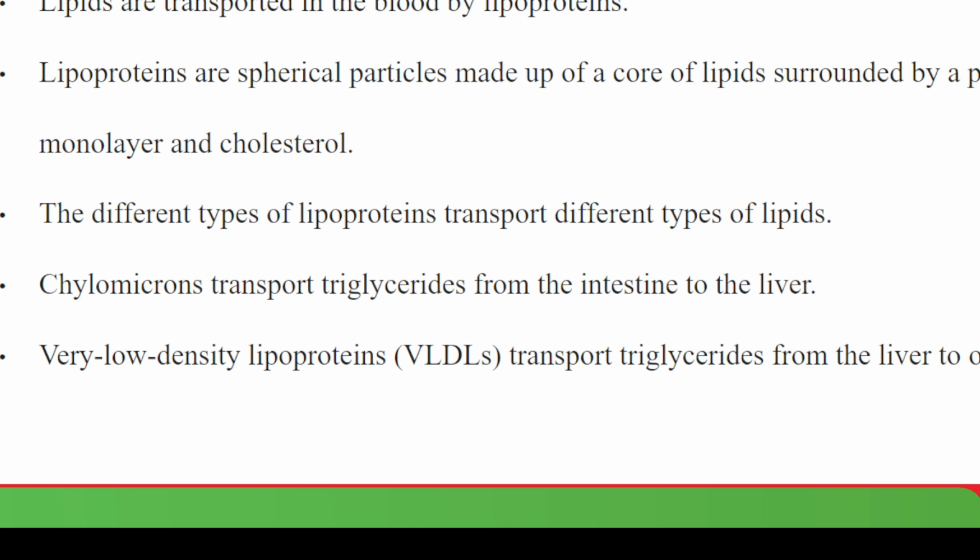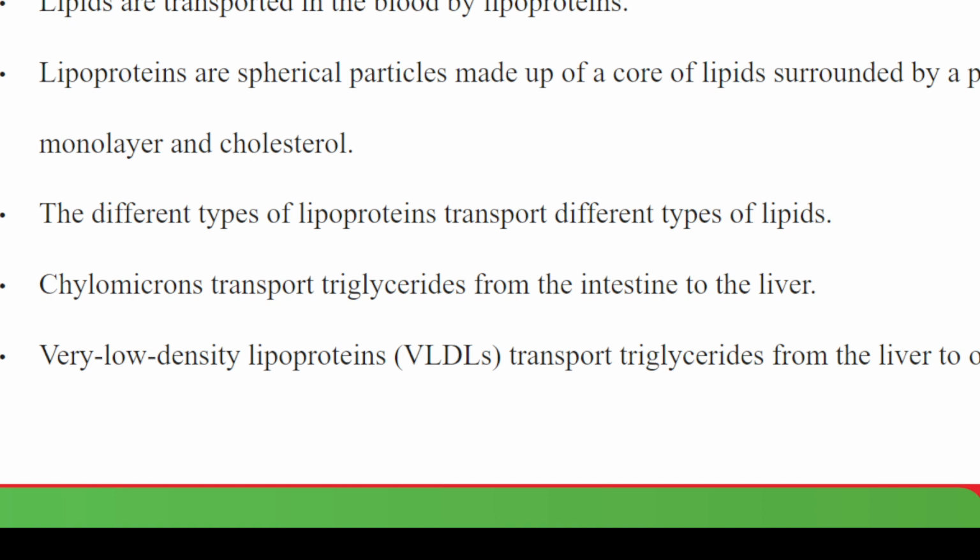Lipoproteins are molecules that have a protein and a lipid part combined together, meaning within it is a combination of a lipid and a protein. So lipoproteins are spherical particles made up of a core of lipids surrounded by a phospholipid monolayer and cholesterol. Just the way you hear it, it has a phospholipid layer and cholesterol molecules.